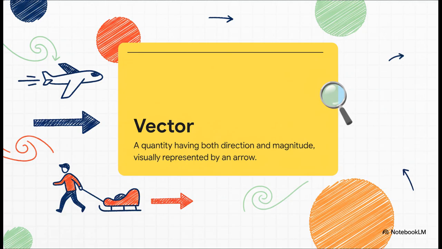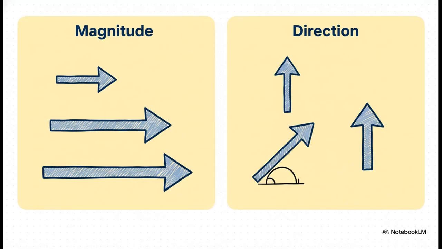And here it is, the official definition. A vector is just a quantity that has both a direction and a magnitude. That's it. The arrow we draw is just a handy way to represent those two pieces of information. So the crucial point here is you absolutely cannot have a vector without both of those things. It's a package deal. Let's look a little closer at those two parts.